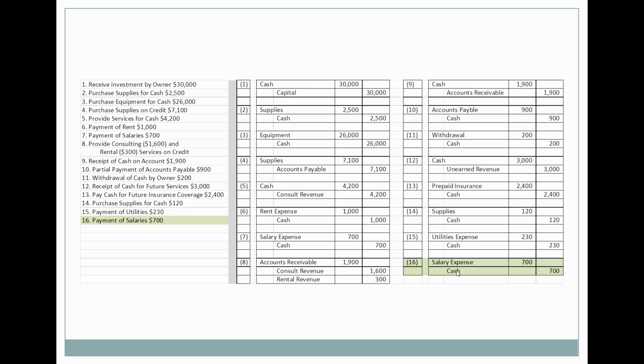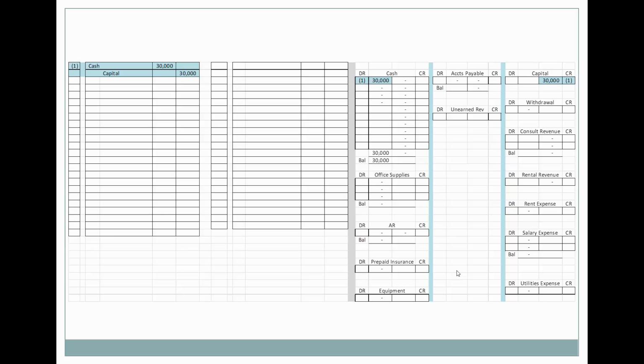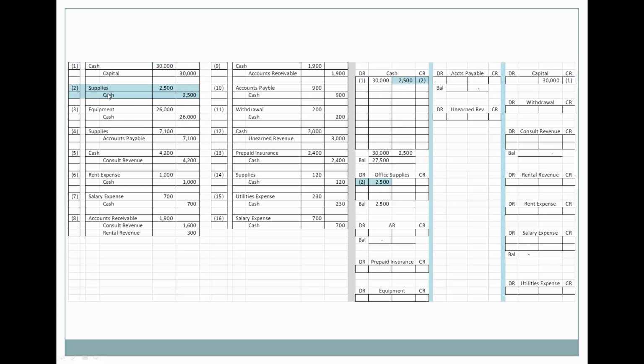And so now let's look at transferring these amounts to the T accounts. So we can see here that on the left side, cash is increasing with the debit and capital is increasing with the credit. Now let's look at all of these. Supplies are increasing and cash is decreasing. So decreasing with the credit, increasing with the debit.